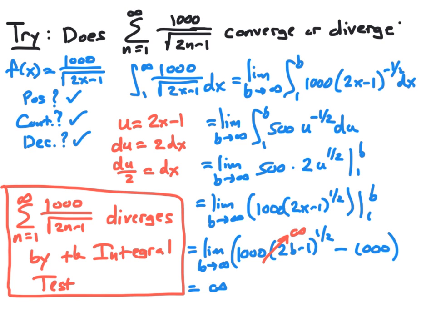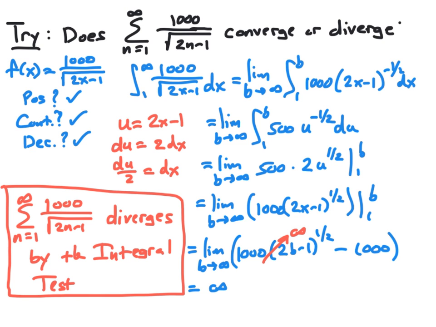We can make a simple substitution of u equal 2x minus 1, which makes du equal to 2dx and du over 2 equal to dx. When we substitute that into our integrand, we'll end up with the limit as b approaches infinity of the integral from 1 to b of 500 u to the negative 1/2 du. An antiderivative of u to the negative 1/2 will be u to the 1/2 multiplied by 2. And so we're left with the limit as b approaches infinity of 1000 times 2x minus 1 to the 1/2 power evaluated from 1 to b.